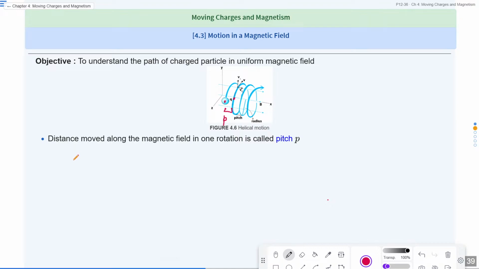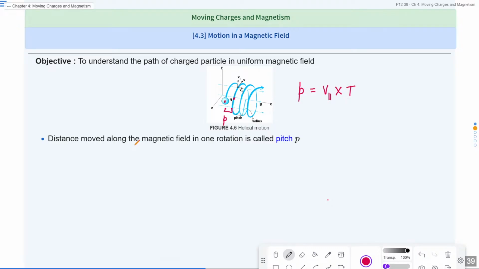So what will be the formula for that pitch? This linear distance traveled is due to which velocity? The parallel component of velocity. The charge travels a linear distance because of the parallel component of velocity, and we will see how much linear distance there is in one rotation. Distance is speed into time, and displacement is velocity into time. So the linear distance traveled is due to the parallel component of velocity multiplied by the time, and we are noticing the distance traveled in one rotation. So in one rotation, what is the time? That is the time period.